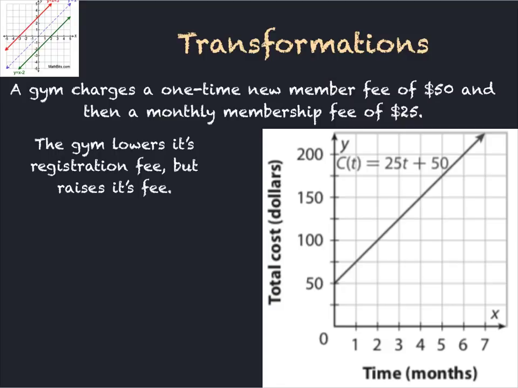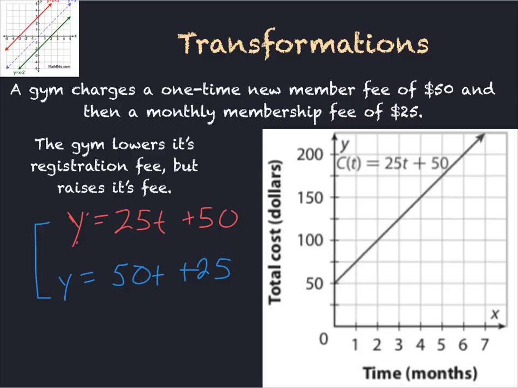So here, a gym charges a one-time new membership. Oh, you already know that. But this time, the gym is going to lower its registration fee, but raise its monthly fee. So if our original function was y equals 25t plus 50, what would happen if we lower our registration fee? So let's again lower it to $25, but raise our fee. So instead of $25 a month, let's say our fee was now $50 a month. So what would that do? That would actually change the slope. It would actually be y equals 50t plus 25.